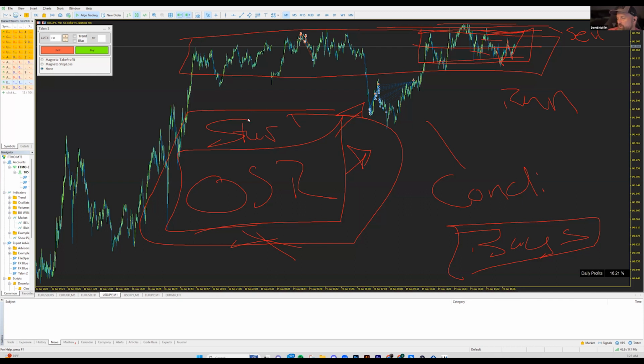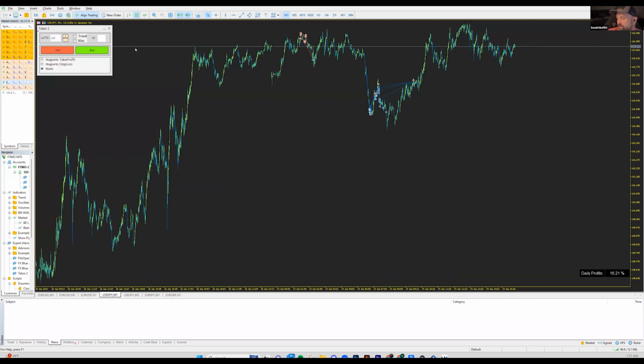And then conditions help you to identify how heavy, what's your position size, where you should be looking, all that kind of stuff, right?